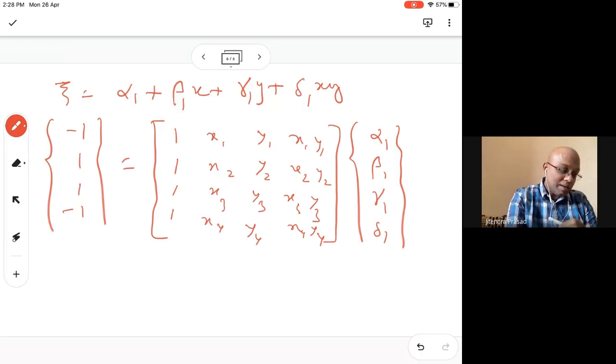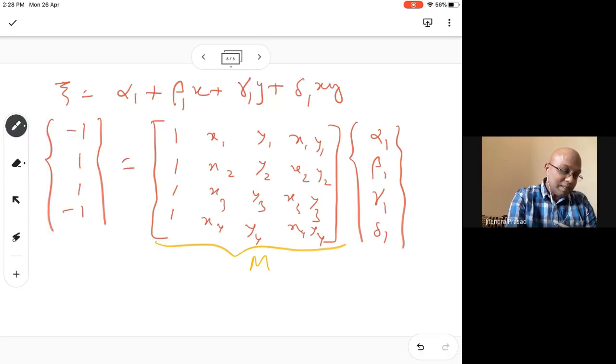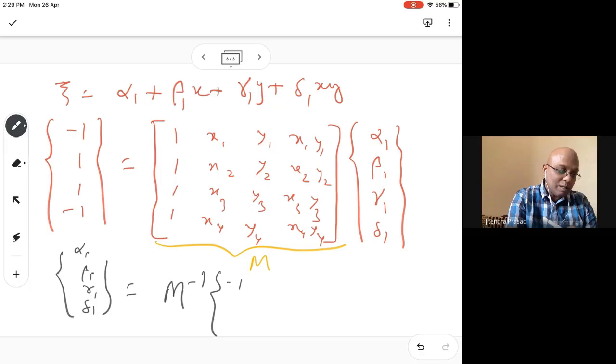Let's call this one matrix M. Okay, so what do we get? We will simply get alpha 1, beta 1, gamma 1, delta 1 equal to M inverse times these values -1, 1, 1, -1. Right? And similarly you can find the other. Okay, so let's go to the next page.